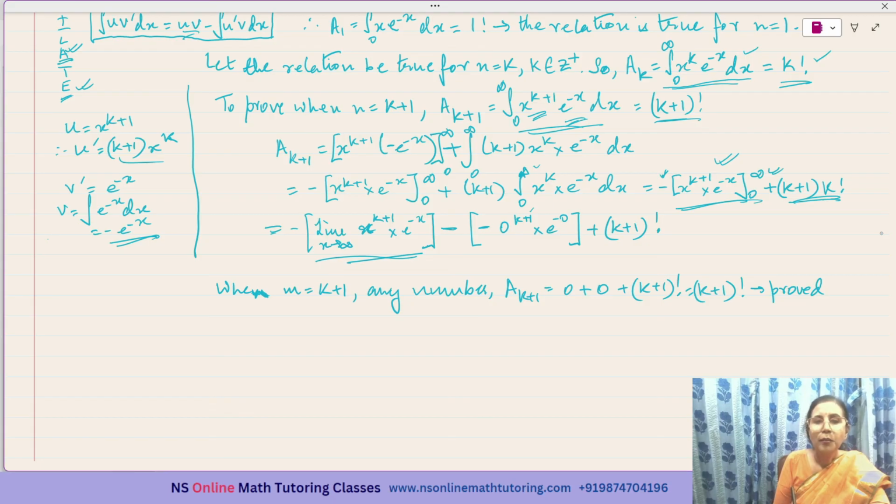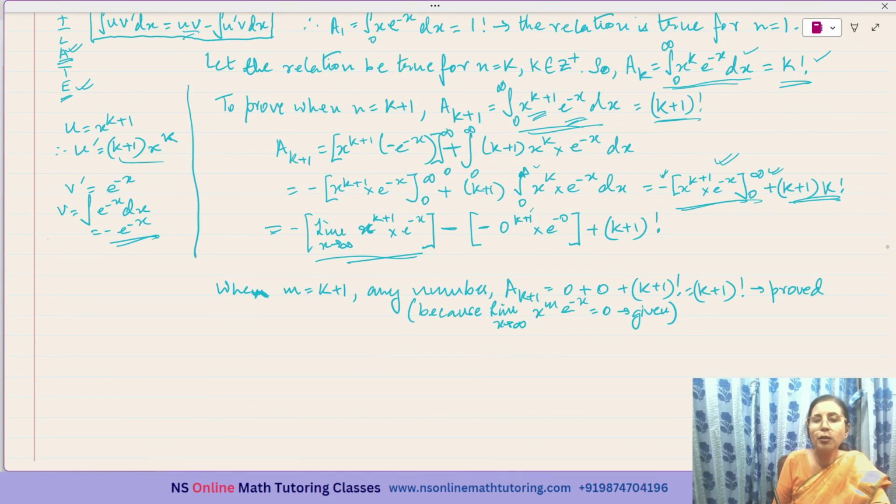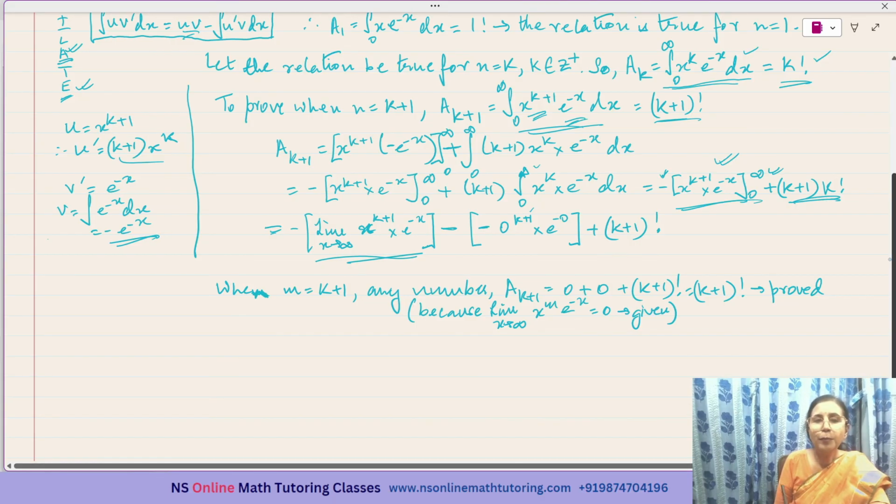I can write this because limit x tends to infinity of x to the power of m times e to the power of negative x is equal to 0, given. Okay. So let me show you once more. Limit x tends to infinity, x to the power of m e to the power of negative x is equal to 0, given. Okay. So we have proved this.